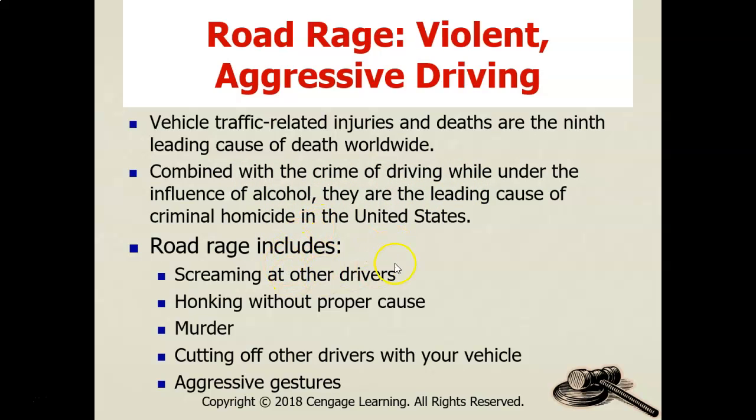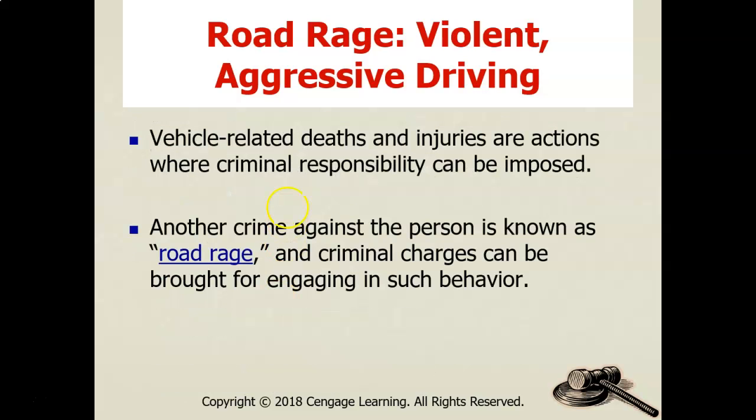So road rage can include screaming at other drivers, honking without proper cause, murder. That's one of the issues that we had in our local area, not too many years ago. Cutting off other drivers with your vehicle, aggressive gestures, just that rude behavior because you've lost control of your emotions and you start saying or doing something. Or you respond to another driver that's doing the same thing. So, vehicle-related deaths and injuries are actions where criminal responsibility can be imposed.